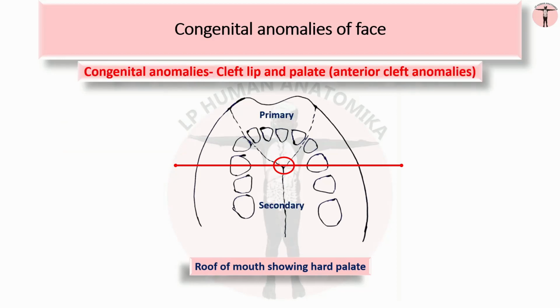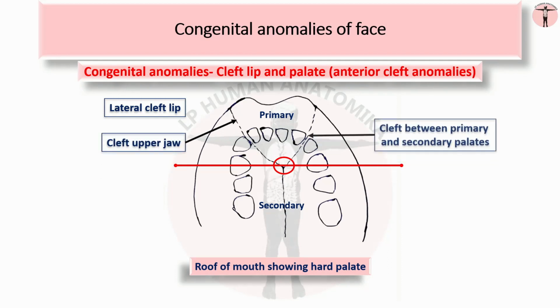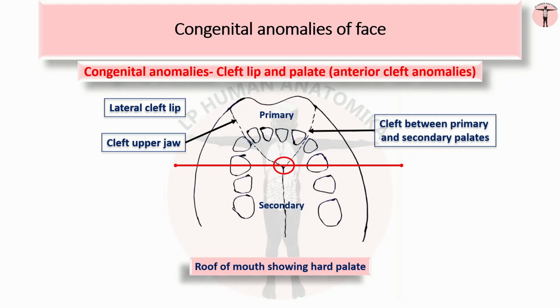Coming to the anterior cleft anomalies, the defects anterior to the incisive foramen include lateral cleft lip, cleft upper jaw, and cleft between primary and secondary palates. Such defects are due to a partial or complete lack of fusion of the maxillary prominence with the medial nasal prominence on one or both sides.